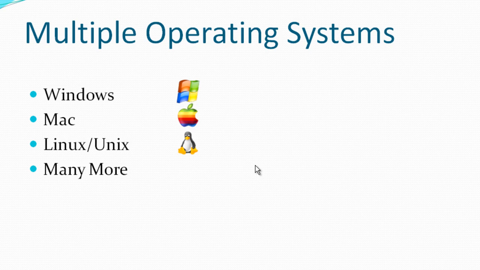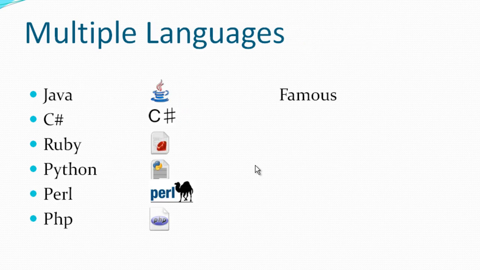Now if you have to use this tool, you have to write the code in some language. For example, in QTP we write the code in VB scripting. But in Selenium we have got multiple options. You can write the Selenium code in Java, C#, Ruby, Python, Perl or PHP. So these are the 6 languages which Selenium supports, out of which Java is the most famous one.